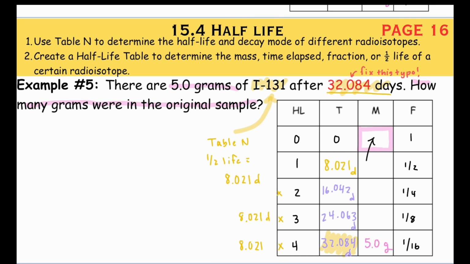So now to get back up here, before to get down the mass column, we divided each number by 2. So now we're going to do the opposite. We're going to multiply each number by 2. After 3 half-lives, we would have had 5 times 2, so we would have had 10 grams left. After 2 half-lives, you're going to multiply by 2 again. So 10 times 2 gives us 20. Multiply 20 by 2 to get 40. And multiply 40 by 2 to get our final mass of 80 grams.